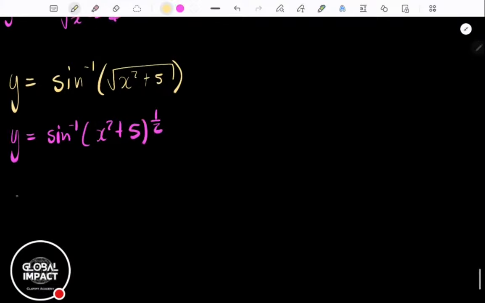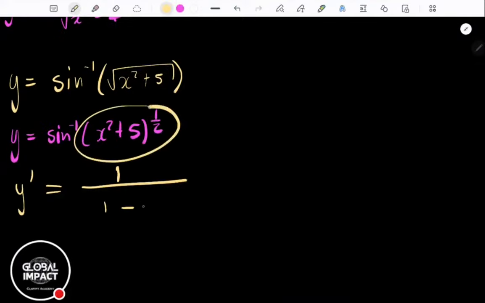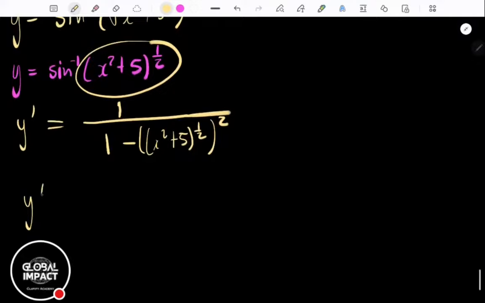So that means our y prime will be 1 over the square root of 1 minus, instead of x squared, because x squared was in when it was sine inverse of x. Now it is sine inverse of this. So it is 1 over the square root of 1 minus this squared. So it'll be 1 minus ((x squared plus 5) to the power of half) all squared. Now what do we do? This power of half and this squared will cancel. So it'll be 1 over the square root of 1 minus (x squared plus 5). This is your y prime.